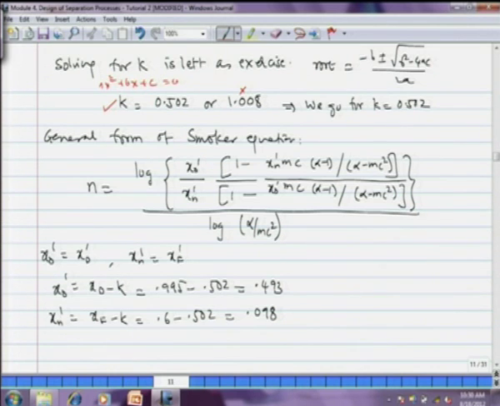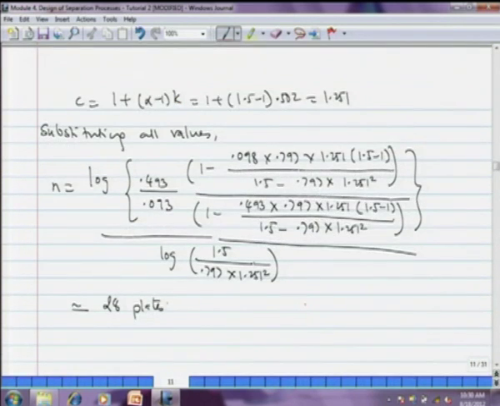Now, when we apply this general form of the Smoker equation to the rectification section, then x0 dash becomes xd dash, xn dash becomes xf dash, and x0 dash is essentially x0 minus k, but x0 is xd. So, we put the value of 0.995 minus k, the value of k that we just derived, 0.502, and that x0 dash becomes 0.493. Similarly, we can get xn dash as xn minus k, but xn is equal to xf.